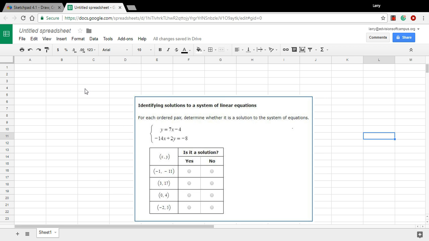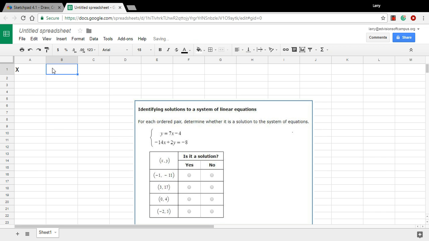And what I want to do is set up a spreadsheet where we can plug in an x and a y value. So I'm just going to type in x and y here, and I know how to put borders on here, so I'm just going to put these in borders. So those are our two input fields. That's where I'm going to put in the x value and the y value. And then what we want to do is make the computer do all the calculations. Our first equation here says y equals 7x minus 4. So I'm just going to put y and then equals and then 7x minus 4 here.